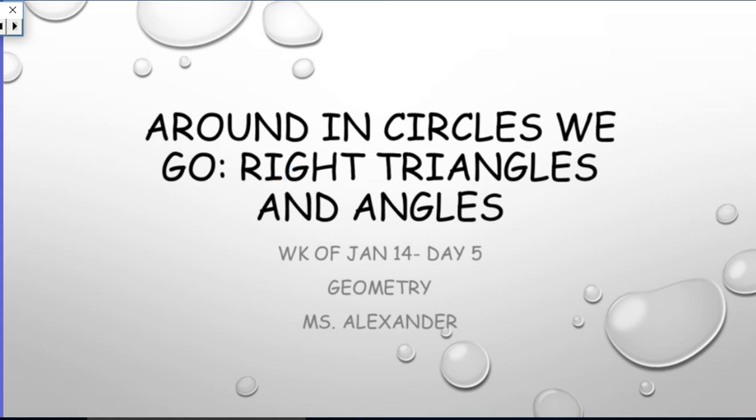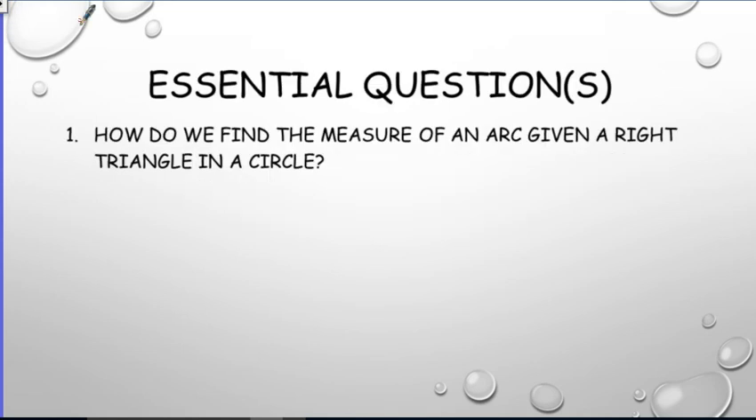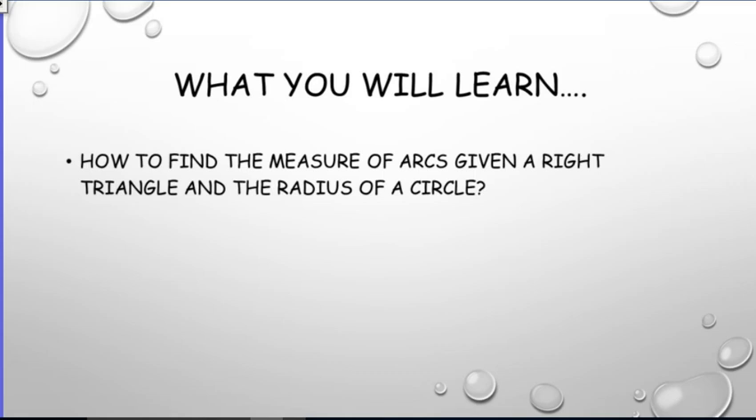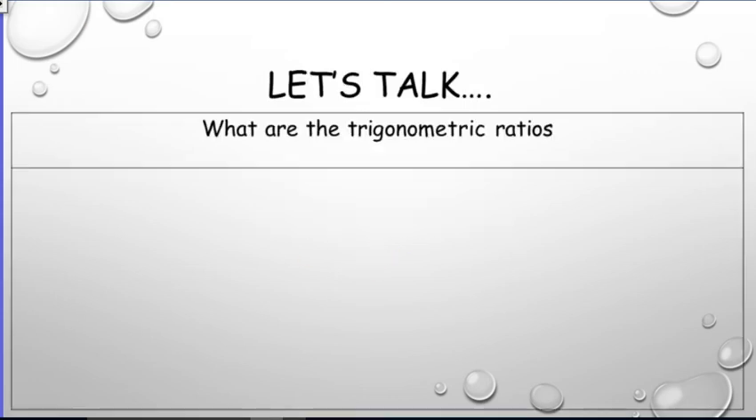Okay, so today we're going to talk about right triangles and angles inside of circles. So we're still dealing with the same standard. You're going to learn how to find the measure of an arc given a right triangle and the radius of a circle. Interior angles mean angles inside of the circle. The intersecting arc is the arc that is in between the angle. And we're going to do a quick review on our trig ratios.